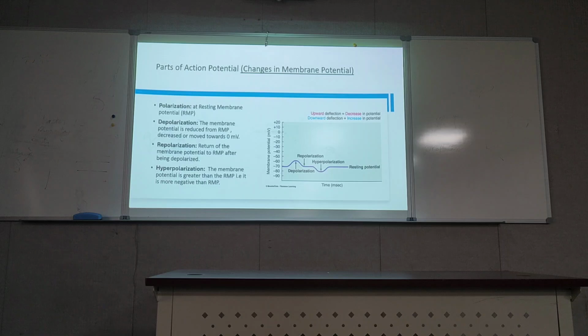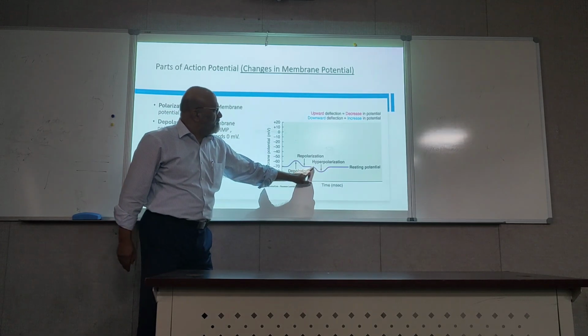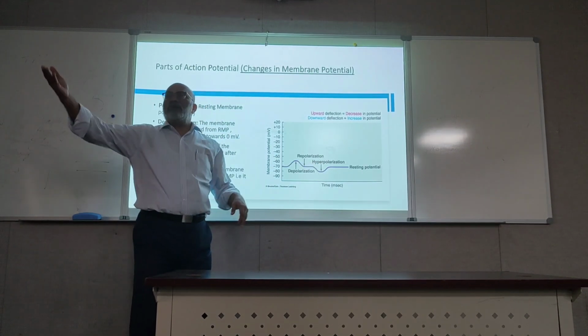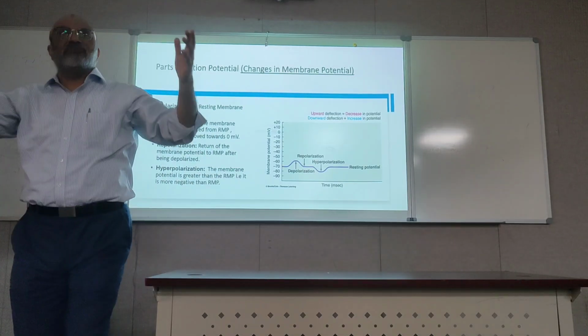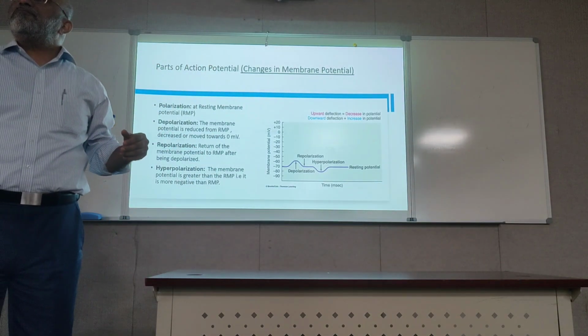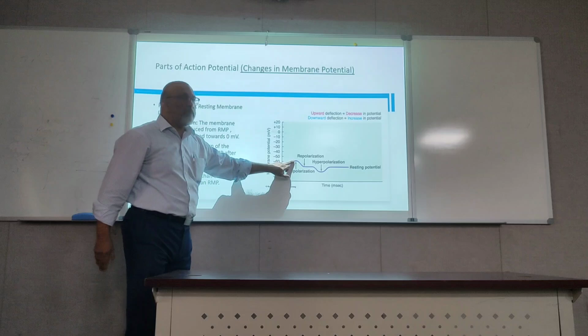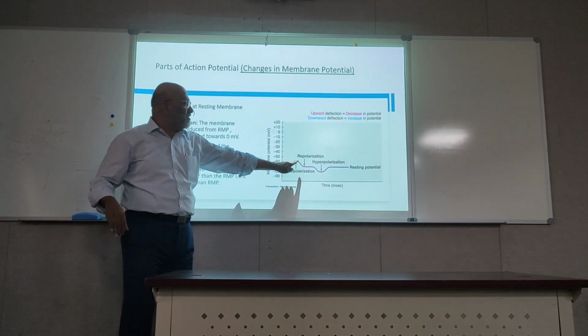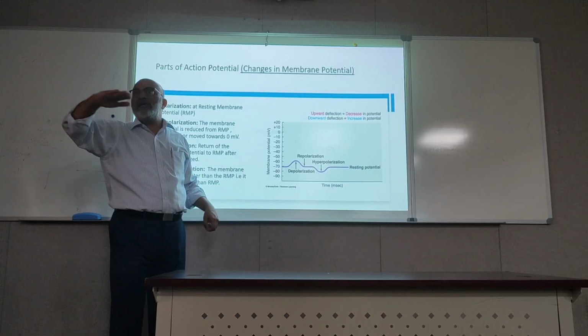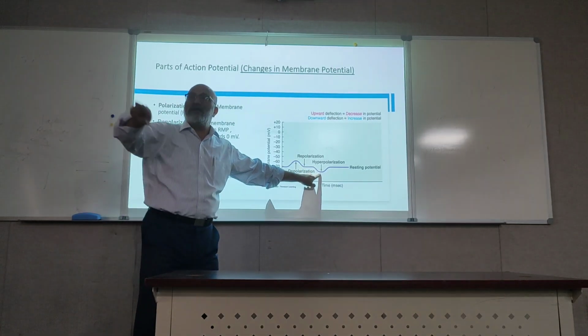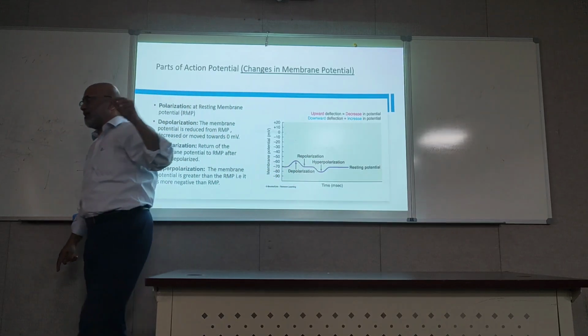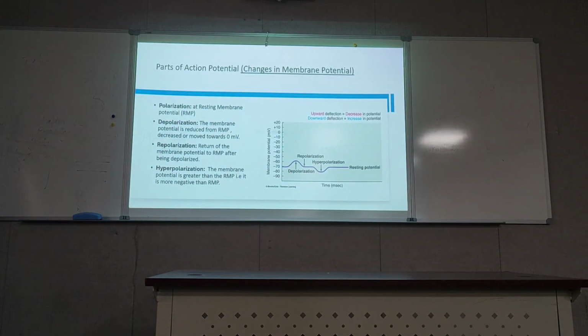When from resting membrane potential it is changed to the positive side, this is called depolarization. When it is taken back, it is called repolarization, okay? But when it becomes more negative than the resting membrane potential, it is called hyperpolarization, that is, even more negative. So what is resting membrane potential? Negative inside. What is depolarization? Positive inside. What is repolarization? Again, normal polarity. What is hyperpolarization? More negative. So it is brought back to the resting membrane potential.